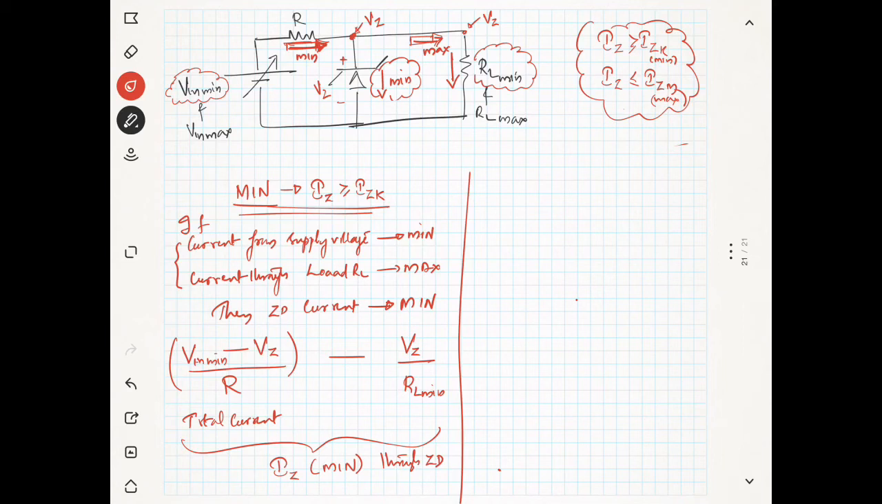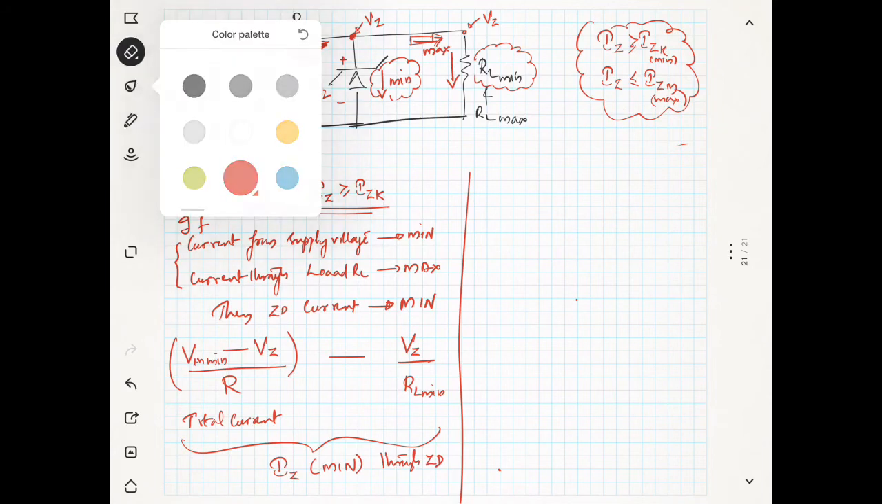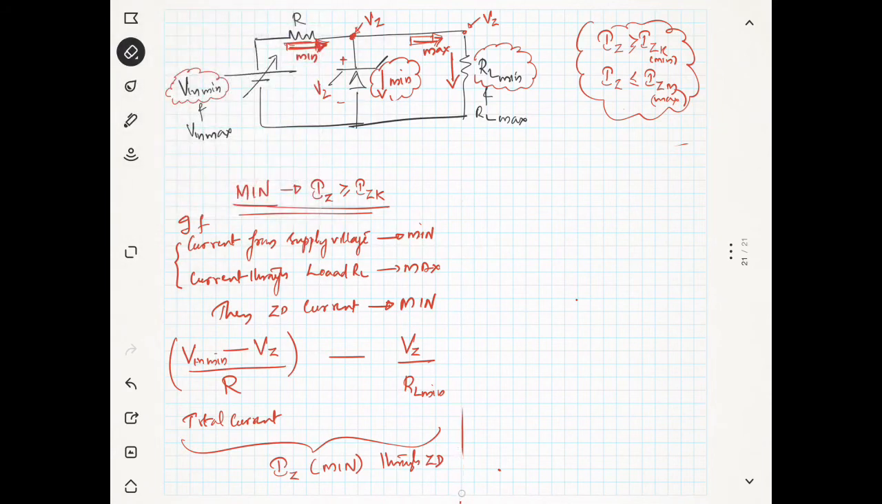Now you got the equation, and whatever current you are getting here, this whole quantity should be greater than or equal to Izk. So this is the minimum condition. Now we will solve this in our case. Okay, I will use the next slide, so I will rewrite this equation again in the next slide.